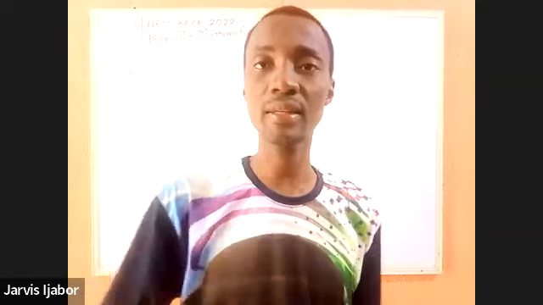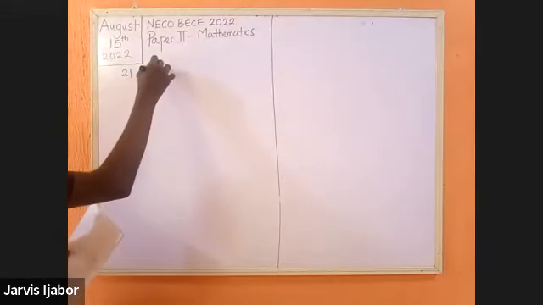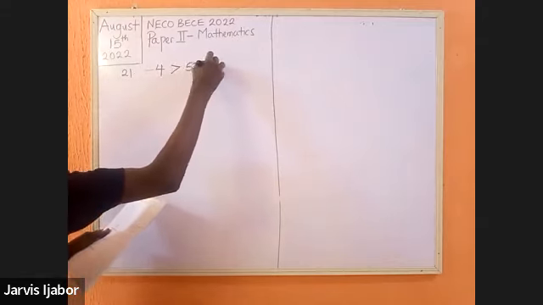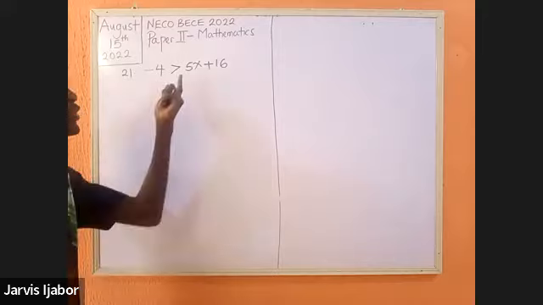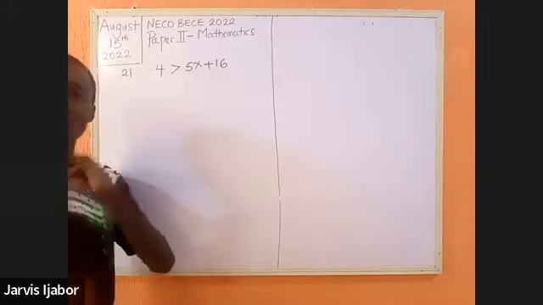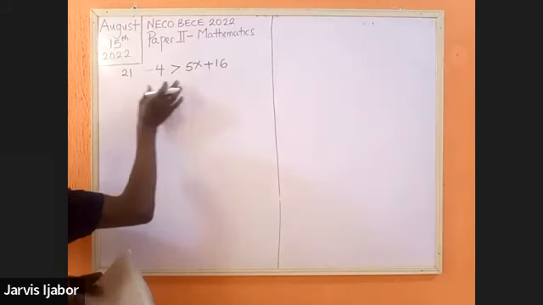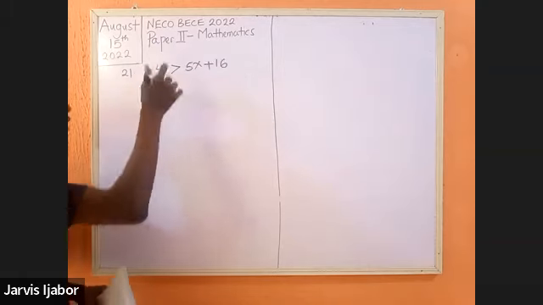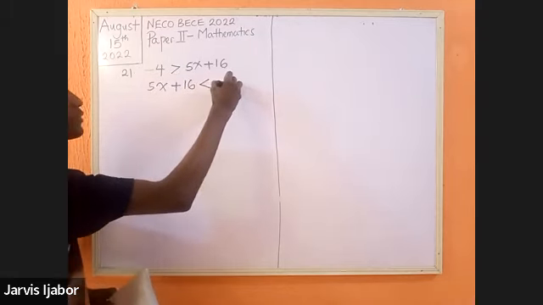The concept of inequalities is tested again. It says negative 4 is greater than 5x plus 16. Now, what do you do here? Remember that we keep the unknown on the left-hand side. That's the first thing you must attend to when you're solving questions like this. Now, if this is greater than this, it only implies that this is less than this. Just simple logic. So I'll say 5x plus 16 is less than negative 4.